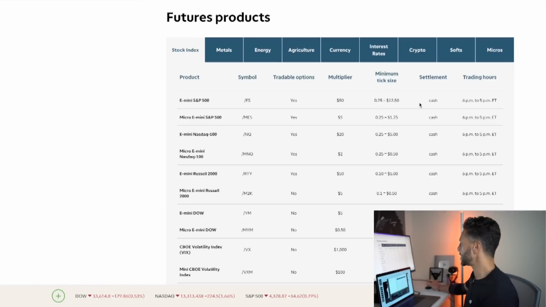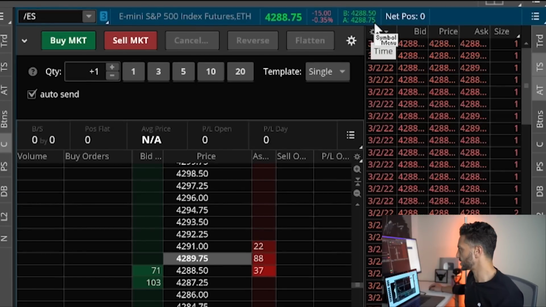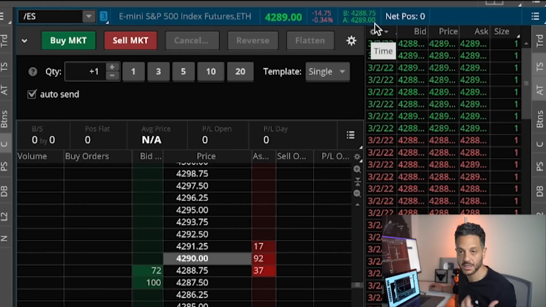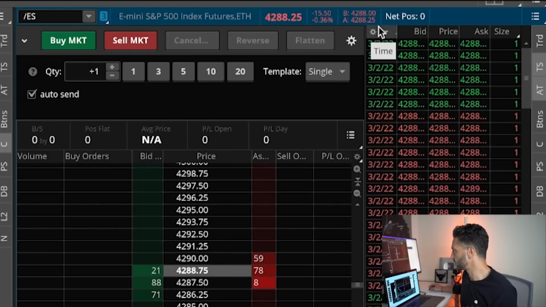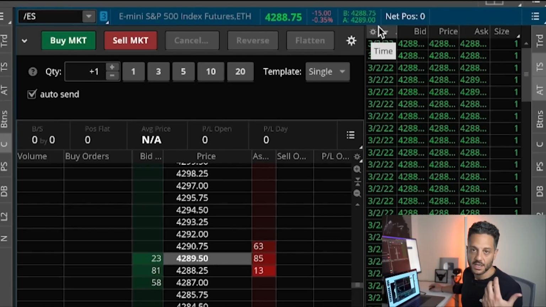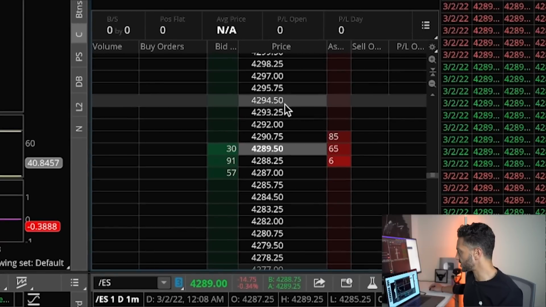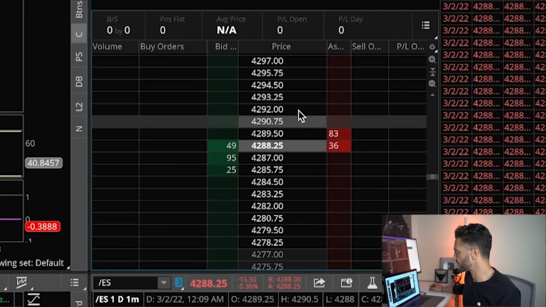So if you look at ES in Thinkorswim, you'll see up here that the tick size does not move in increments of less than 0.25. It moves in quarter of a dollar increments. So it goes from 4,289 to 4,288.75 to 4,288.50, etc. And you can see here represented the price of each order is in 25-cent increments.